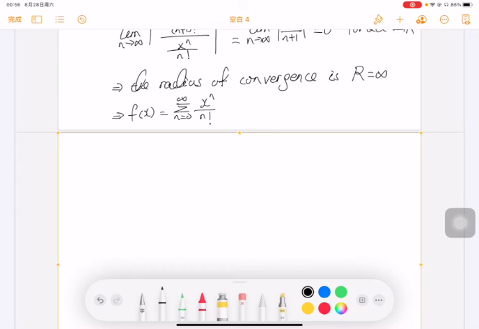Okay, another practice problem. This time, not a Maclaurin series, but a Taylor series centered at 1. Find the Taylor series.